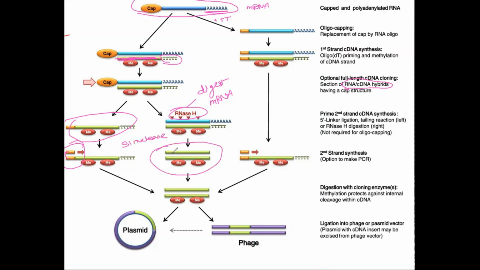Okay, so this is the one which you are having. This is the cDNA. Now this cDNA is methylated. Why is it methylated? The methylation process protects against internal cleavage. So you're not going to have any internal cleavage when you're using the same restriction enzyme, because there might be some sites present in this. So we are methylating it so that it doesn't get cut.